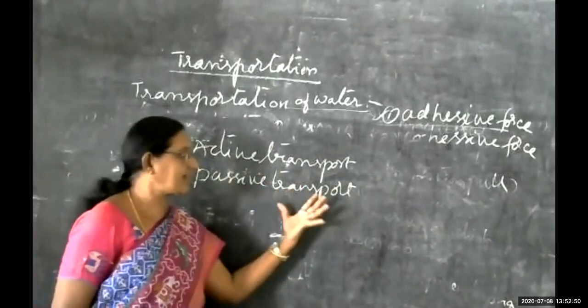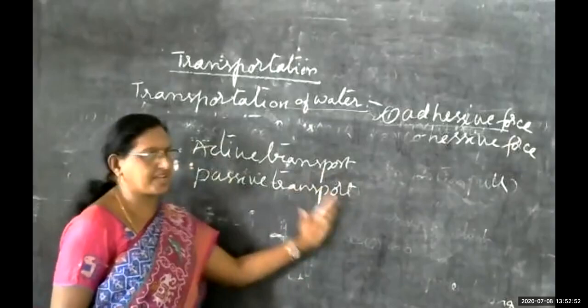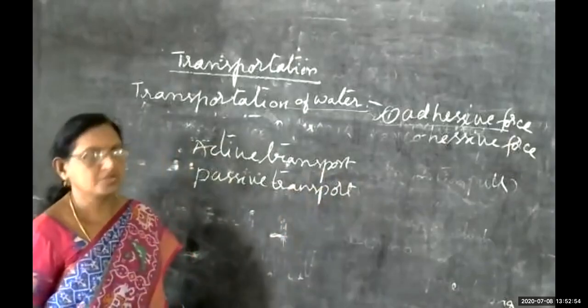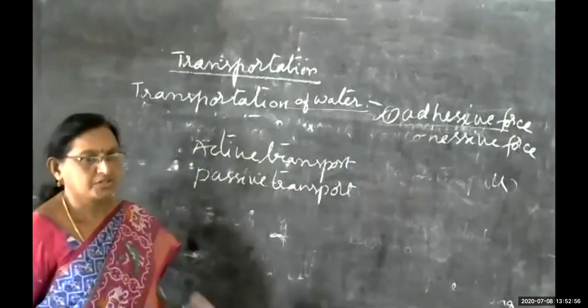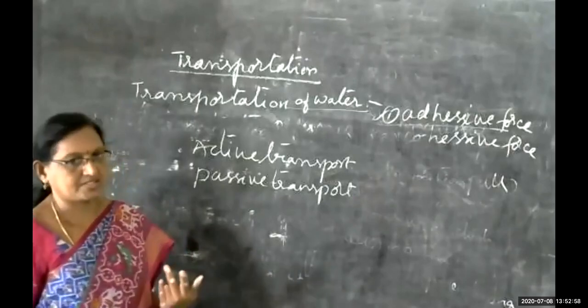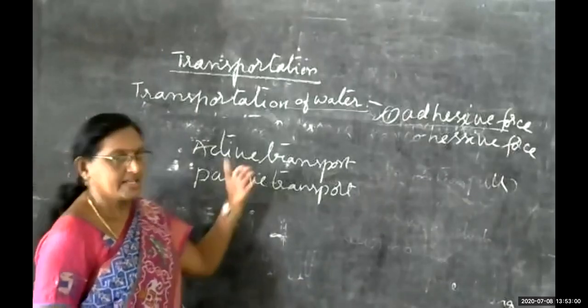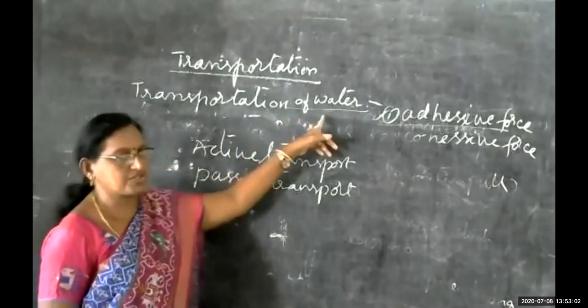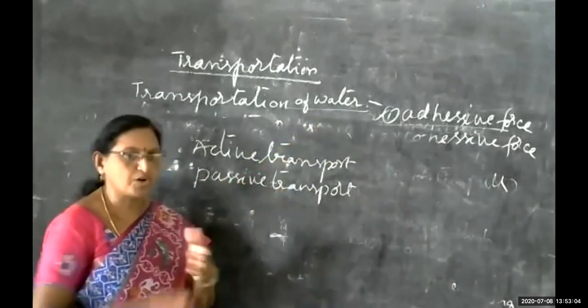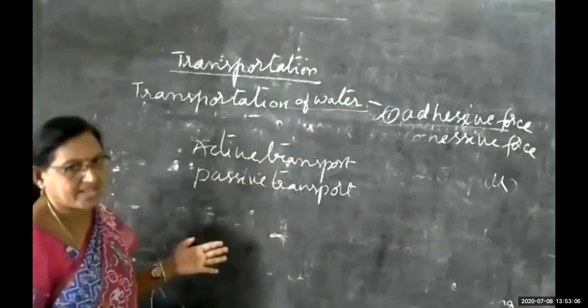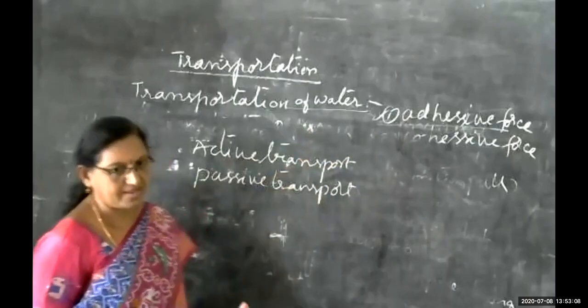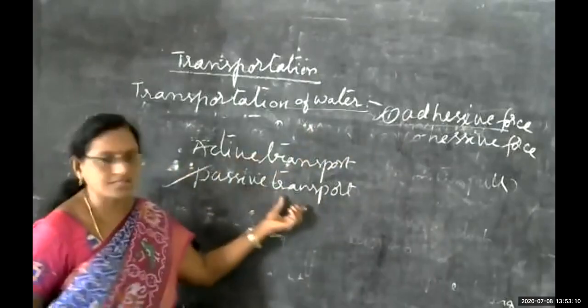That means it does not use any existing energy like ATP energy. We utilize ATP energy to do all the biological functions in animals. And here, especially when water transportation is going on, at that time they do not utilize any existing energy, only the physical forces are helpful. So this is known as passive transport.